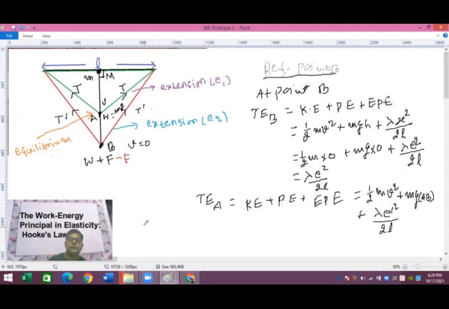And again you can apply the law of conservation of energy.